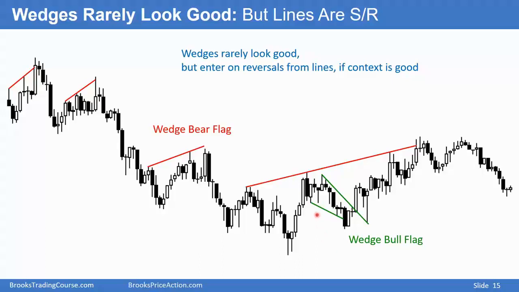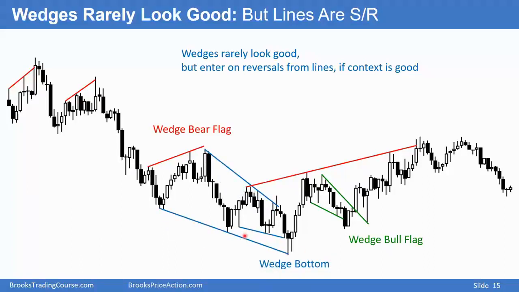Wedge bull flag does not look perfect, but traders bought the reversal up from the line. The market came back down and tested the top of the channel and reversed up again. So traders are paying attention to this as a wedge bull flag. Bull breakout, pull back to about 50%, 3 pushes down, 1, 2, 3, and then a reversal up.